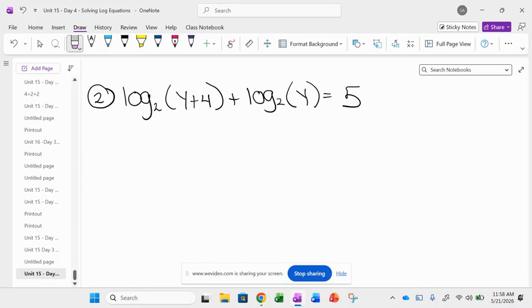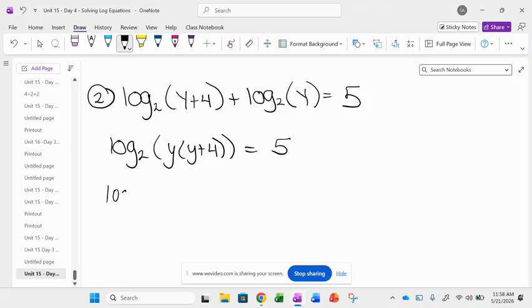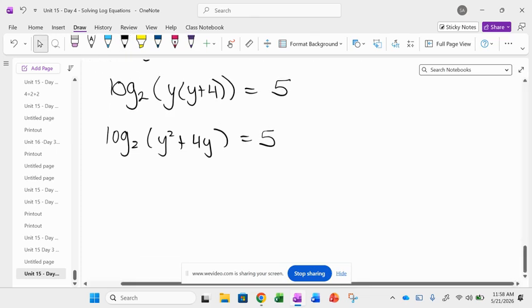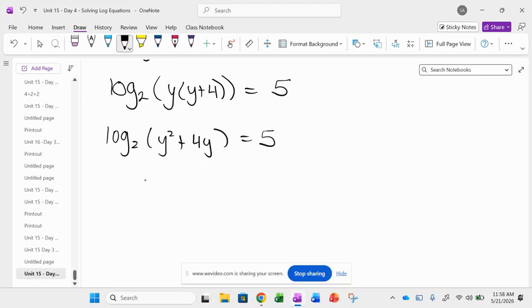Okay. So we're condensing the log side. So we have log base 2 of Y times the quantity of Y plus 4 equals 5. So we have log base 2 of Y squared plus 4Y equals 5. Can I just say Y squared plus 4Y equals 5 and solve for Y? No, it's not log equals log. Log equals number. I can't set the argument equal to 5 because there's no log on the other side. So what do I have to change this into? Exponential. 2 to the 5th power equals Y squared plus 4Y.